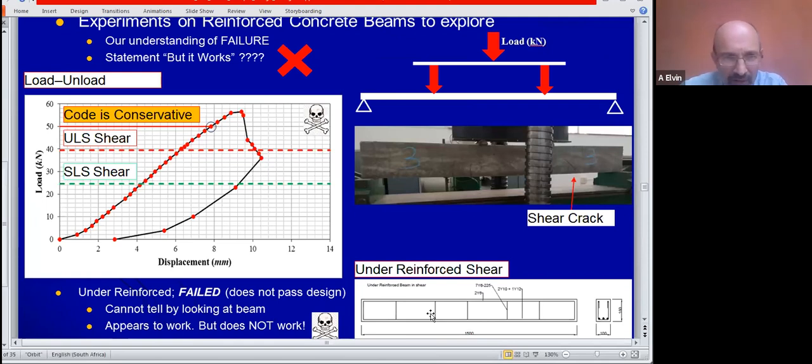It has failed the design rationale, and therefore it has failed at this point. There is no way for us to tell, because we don't have X-ray eyes. We don't know what is inside the structure. And then when we load it, this is a big no-no. When we load it, it takes load merrily. It surpasses its ultimate limit shear requirements, and then cracks here.